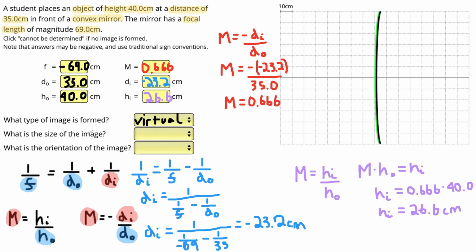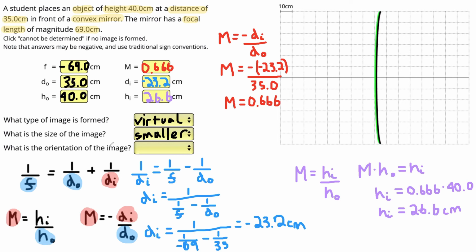The size of the image can be found out from the magnification. Since the magnification is less than 1, it's telling us our image has gotten smaller. So our image is smaller. We can also tell that by looking at the height of the image and the height of the object and comparing those directly to see that it's gotten smaller.